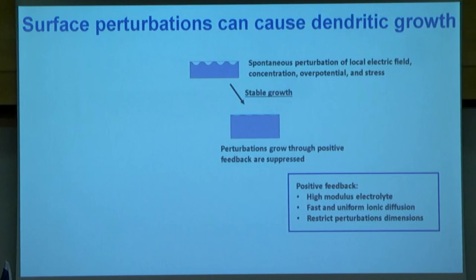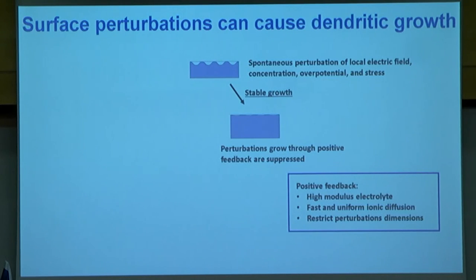So you have one option, you get stable growth, and some people show in low currents, positive feedback, as I'll talk about, you get flat and dense metal. They don't grow, they don't develop. Those perturbations don't develop, and you get flat, smooth lithium metal, or any metal that you want. And the positive feedback, how you get to this point, usually is using very low current densities, so you don't get to the diffusion limitations. But also you can do it with a high modulus electrolyte, as we talked about, something strong that really pushes it down.